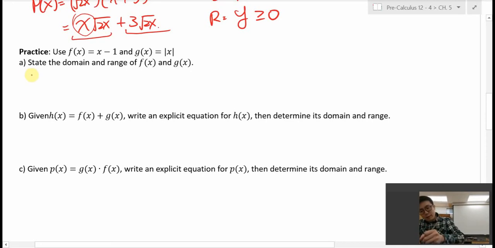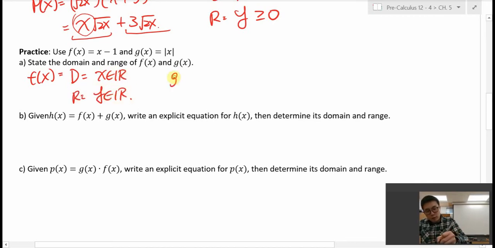All right, let's see if you figure this one out. This one could be tricky because of the absolute value function. Okay, let's see if you remember how to deal with it. This is a linear function for f of x, so the domain and range will be both all real numbers.